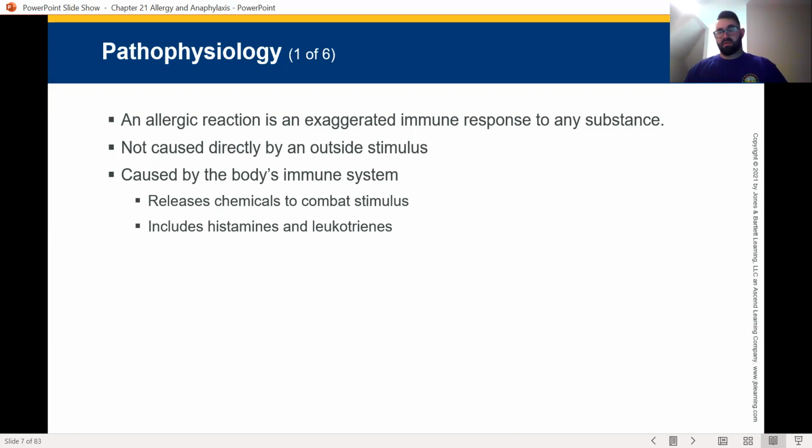Not caused directly by an outside stimulus, but by the body's immune system. Your body freaks out at something that gets inside of it, and it's usually a foreign antigen. So your body releases chemicals to try and combat the stimulus, including histamines, leukotrienes, and a bunch of other chemicals. The main one we're talking about is histamine and its effects.